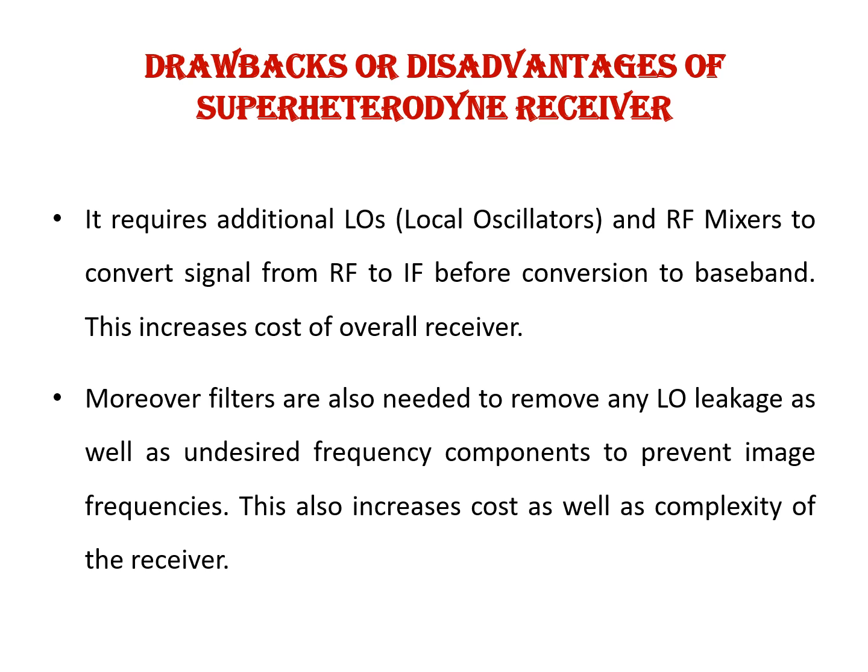Then what is the drawback? Here we are using the local oscillator, the LO, and an RF mixer to convert the signal from RF to IF before conversion to the passband, so the component cost is higher. The next one: a filter is also needed to remove any leakages from the local oscillator, and this will create some unwanted frequencies, so we need image rejection to prevent the image frequency. This also increases the cost as well as the complexity of the receiver.